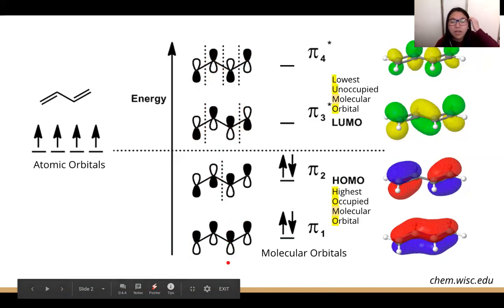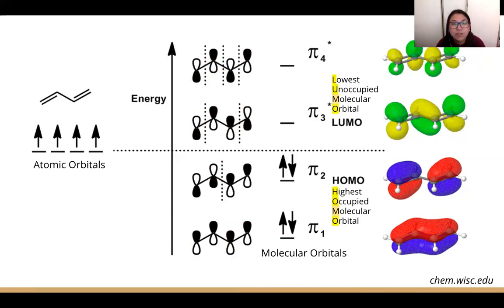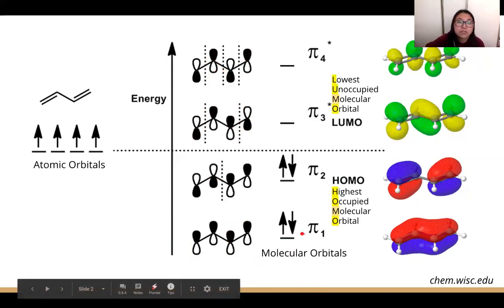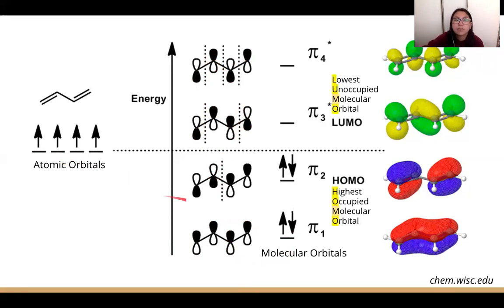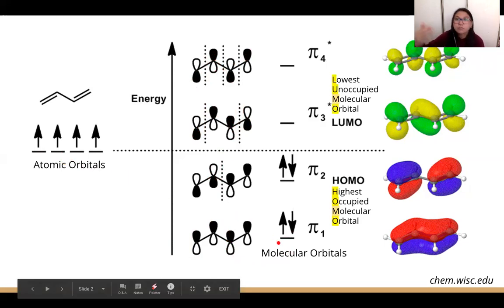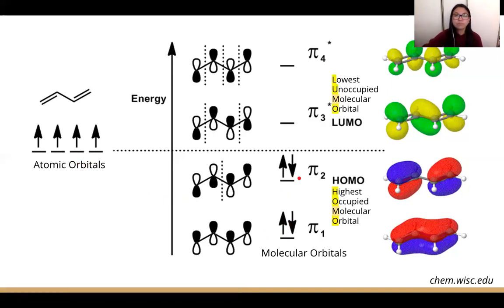So now, after depicting what the p orbitals look like, we have to fill in the electrons for the molecular orbitals. Remember over here, we have 4, so we have 4 electrons to work with. And remember from Gen Chem, start from the bottom, fill, and then work your way up. So we have 1, 2, filled, we move up, 3, 4, now we're done.